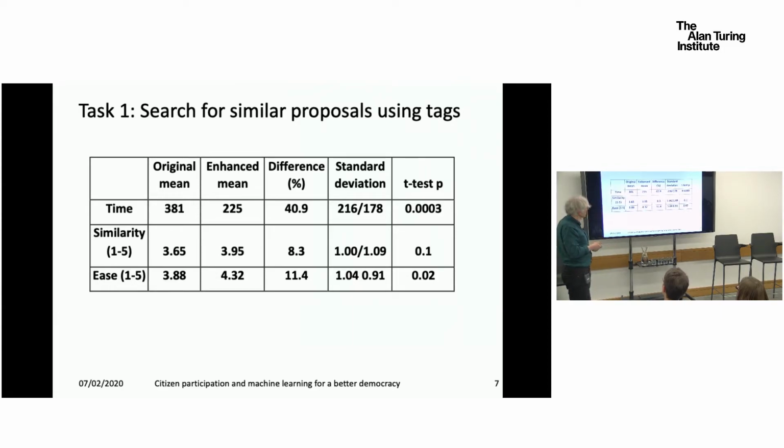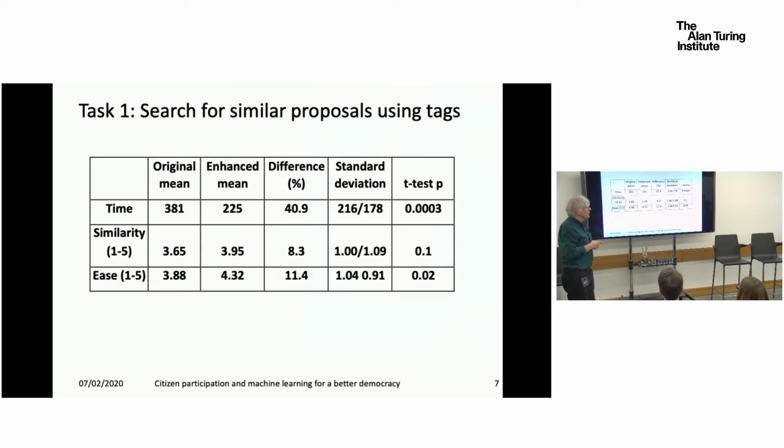So here are the results. First of all, we measure the time to complete the task in the original and enhanced condition, and these are the mean times. We notice a difference: the enhanced version was 40% quicker, and the standard deviation across the two samples was 216 in one case and 178 in the other.